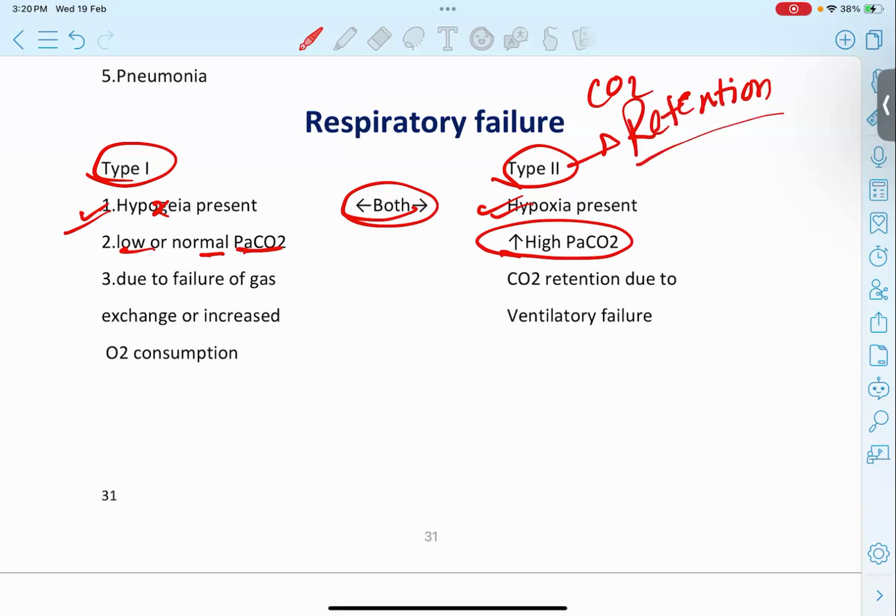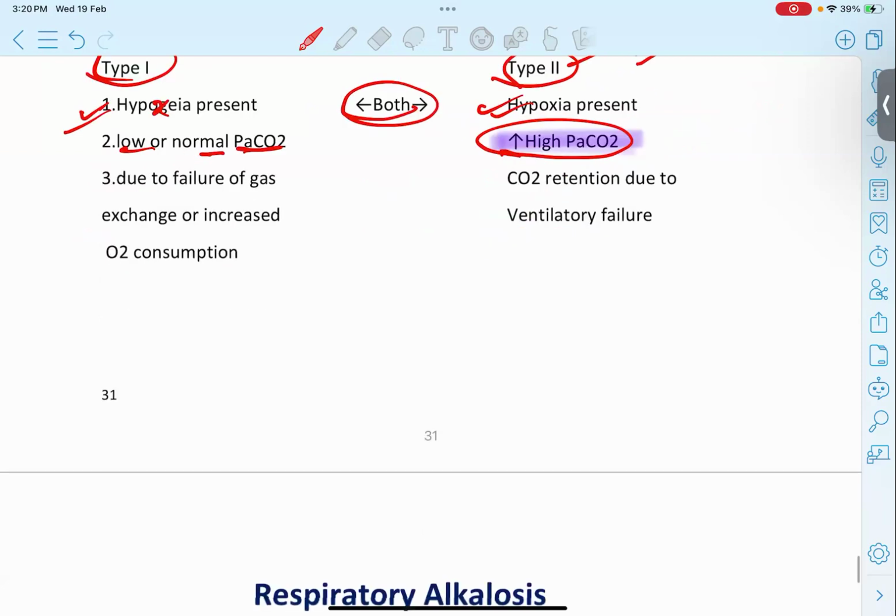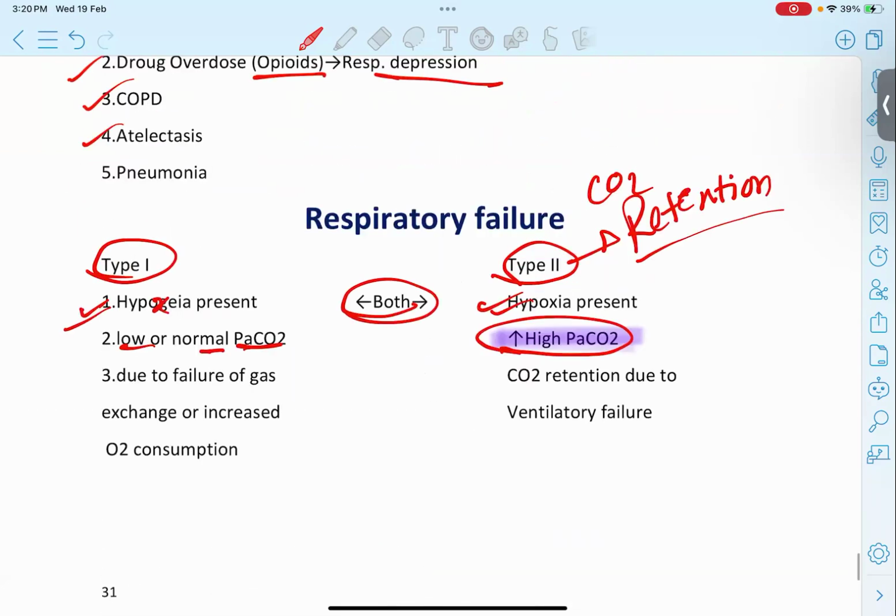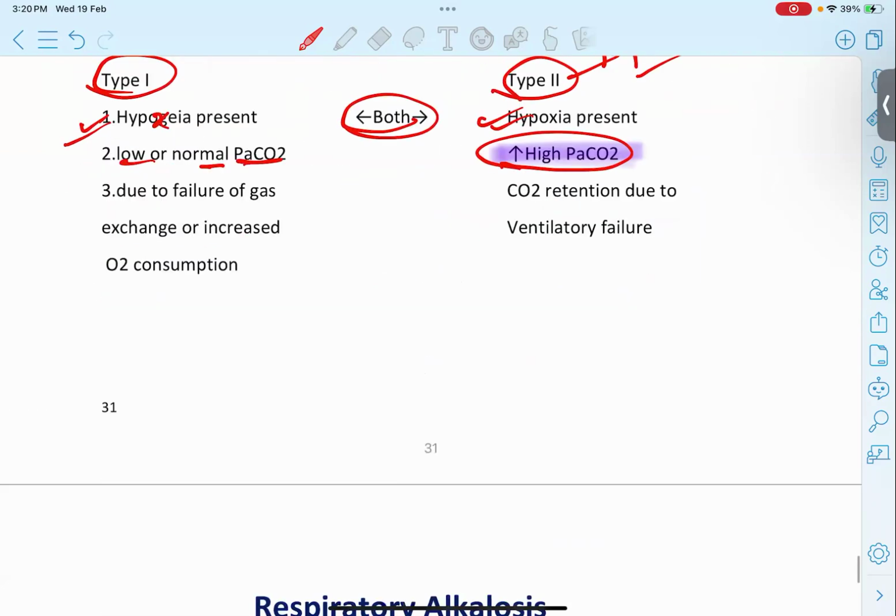Type 1 means no retention, but there is some problem with the respiratory system. That's why hypoxia is there. And the partial pressure of carbon dioxide is normal or low. But in type 2, there is high partial pressure of carbon dioxide due to the retention or due to ventilatory failure. And type 1 occurs due to failure of gas exchange or increased oxygen consumption. So this is all about respiratory failure.